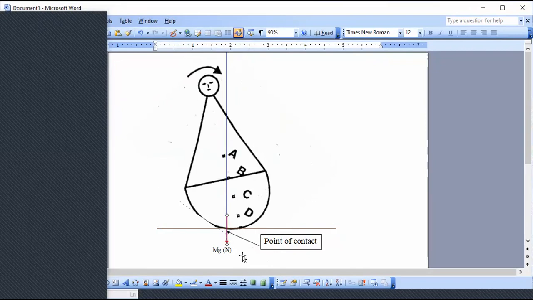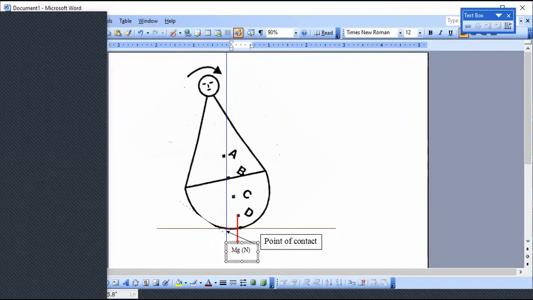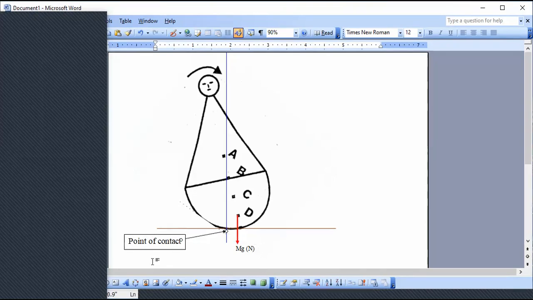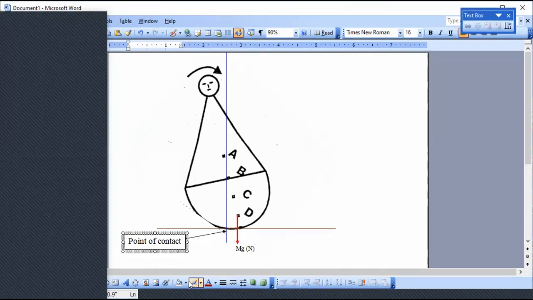Now again I have to move this mg force. Now the mg force is here. Let's say there is a certain distance to the mg force. Can you see it here? There is a certain distance to the mg force, right? And now what is the moment of the force about the point of contact? Lamai?